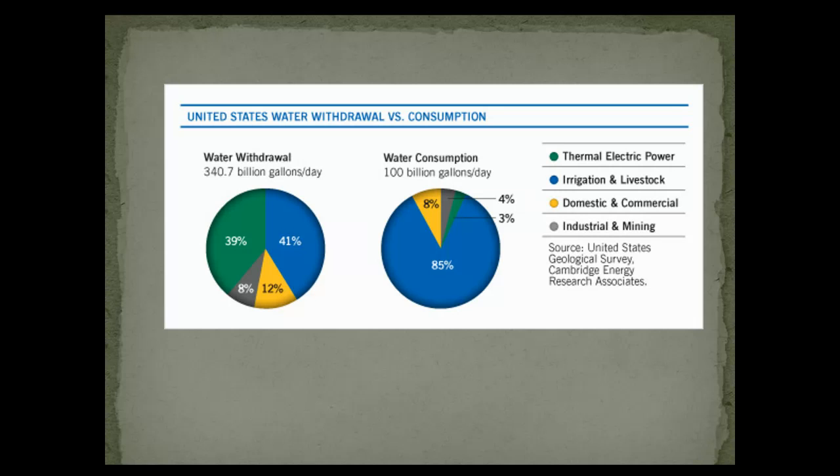So that's water withdrawal. Irrigation and livestock is a big portion of it. Domestic, that's home use, and commercial, those would be businesses. And then industrial and mining is also a good part of it. When we're talking about water consumption, the vast majority of water consumption is agriculture, both plant and animal agriculture. When you look at domestic and commercial businesses, much, much smaller portion of water consumption.